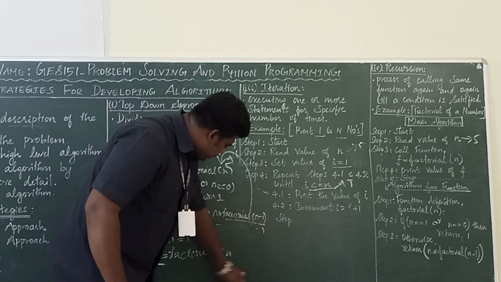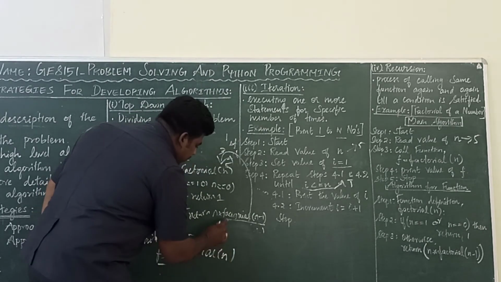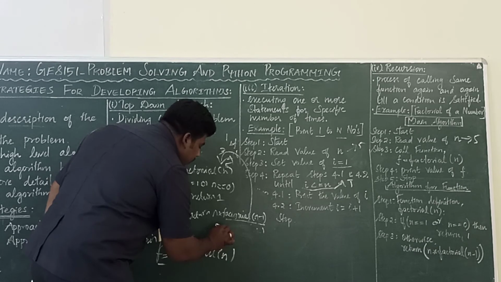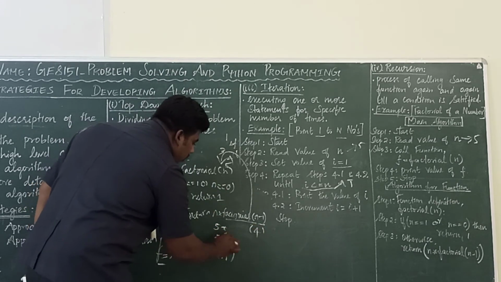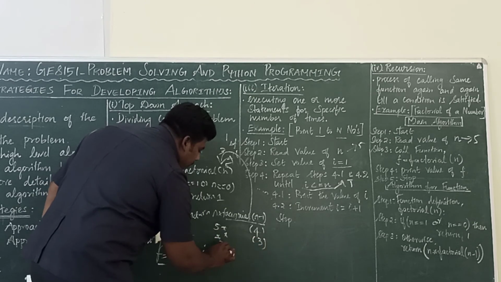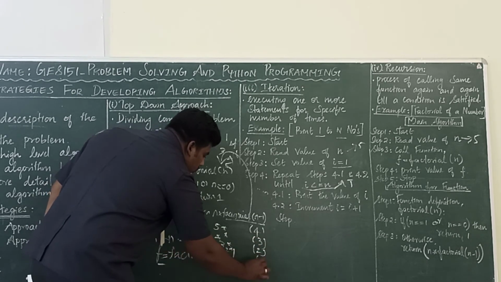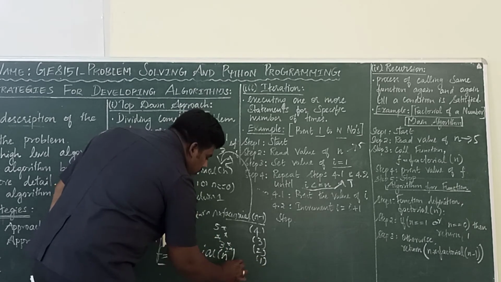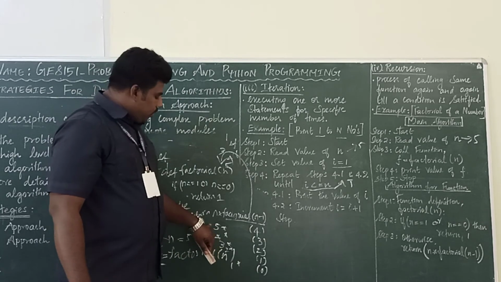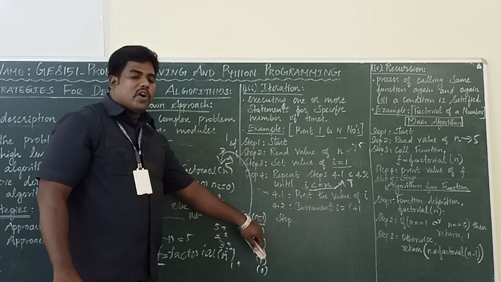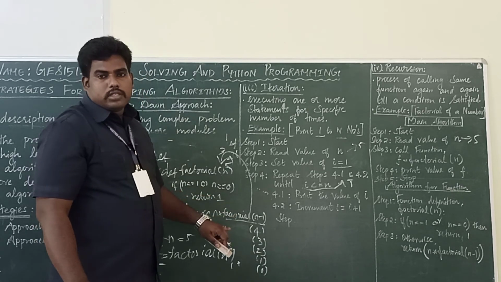Once again I will repeat. First step, n value equal to 5. 5 into, here you will get the 4. Again you are passing 4. So 4 into 3. Now you are passing 3 into 2. Then you are passing 2 into 1. Again you are passing 1 into 0. So what will happen? 5 into 4 into 3 into 2 into 1.